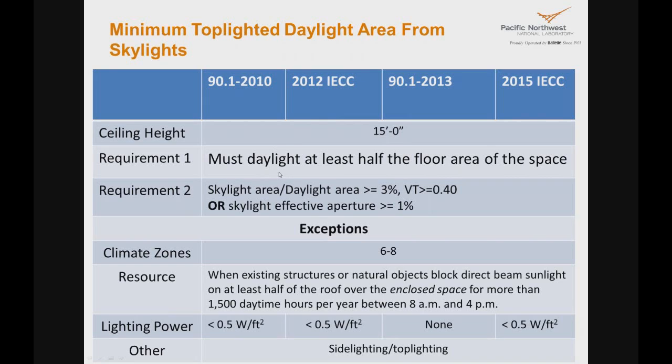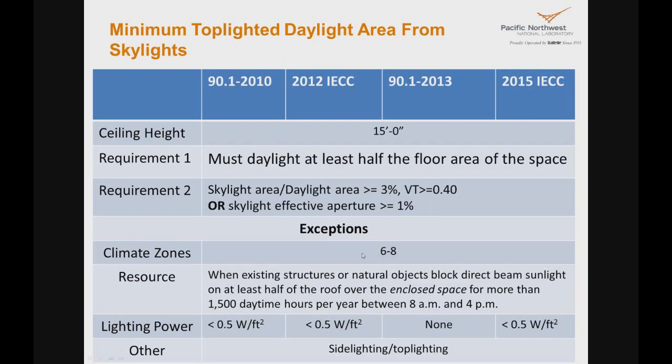So there are 2 parts to the requirement. You can choose either 1 or 2. You must daylight at least half the floor area of the space, or the skylight. No, I'm sorry, this is not an either or. Both of these are required. You must daylight at least half the floor area of the space, and the scaled skylight area to daylight area ratio should be greater than 3%, or the skylight effective aperture should be greater than 1%. Basically, these say that for a given amount of daylight area, you need a certain amount of skylights to be able to daylight that area properly or sufficiently. That's what this requirement does.